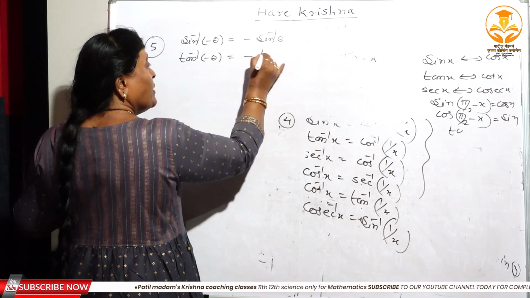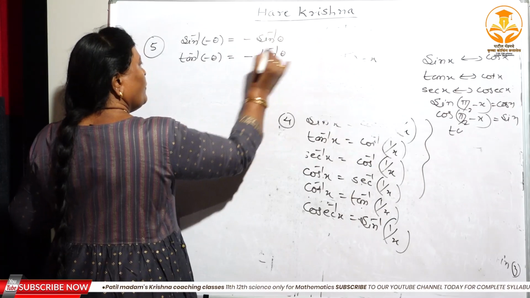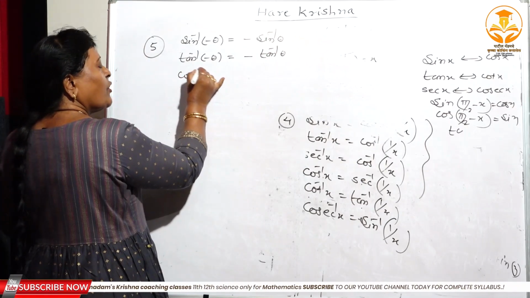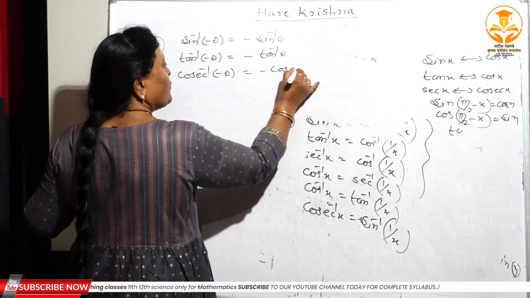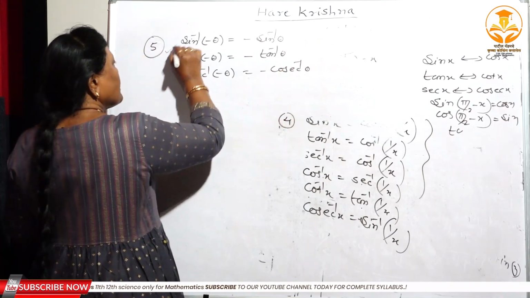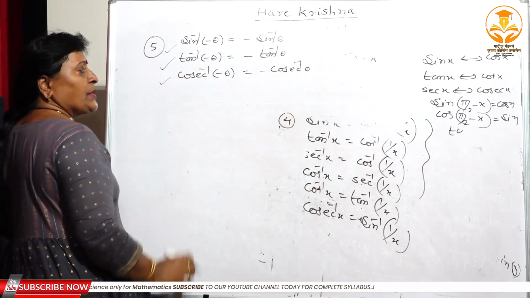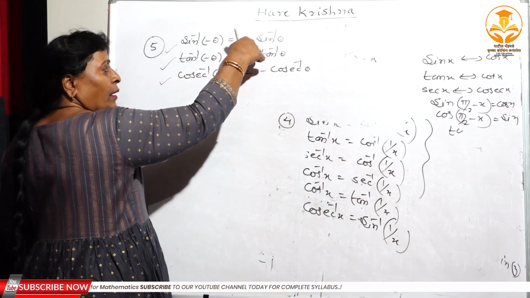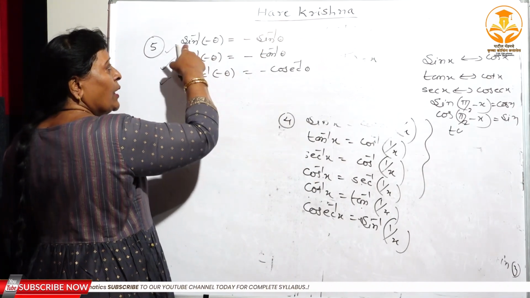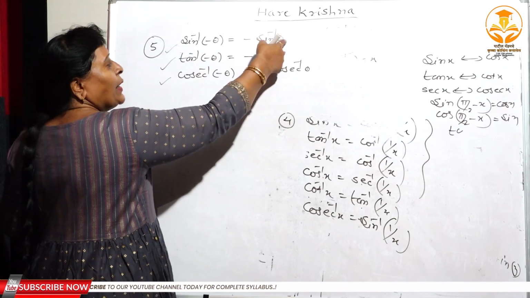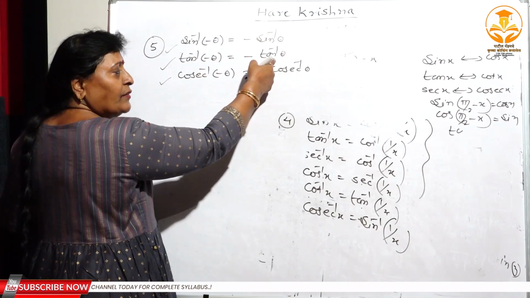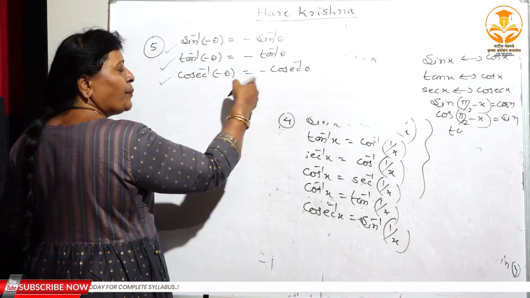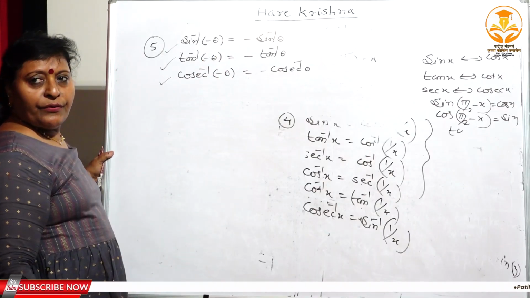You can write as a minus tan inverse of theta. And the cosec inverse of minus theta, you can write as a minus cosec inverse of theta. Right? In these three cases, sine inverse, tan inverse and cosec inverse, the minus sign gets out of this function, isn't it? Sine inverse of minus theta, minus sine inverse of theta. Tan inverse of minus theta, minus tan inverse of theta. And cosec inverse of minus theta, minus cosec inverse of theta.